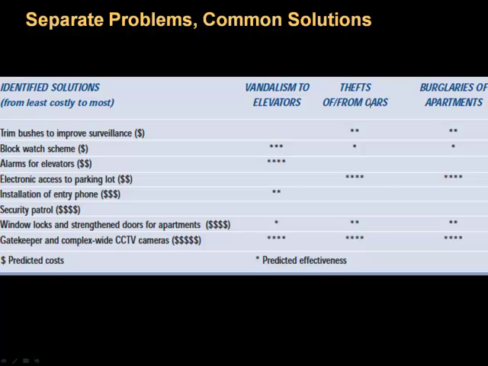So in other words, we're looking at the problems holistically. We're looking at the overall interlinkages of the problems as well as the solutions. And that is ultimately where we're headed.